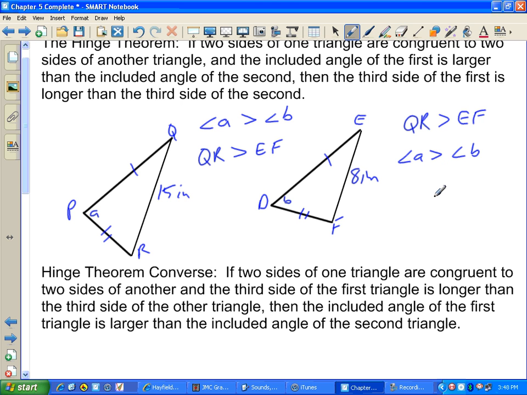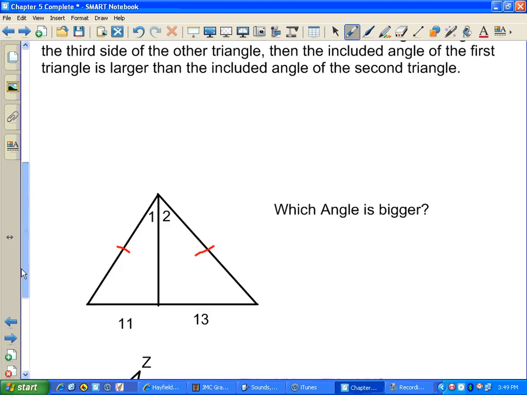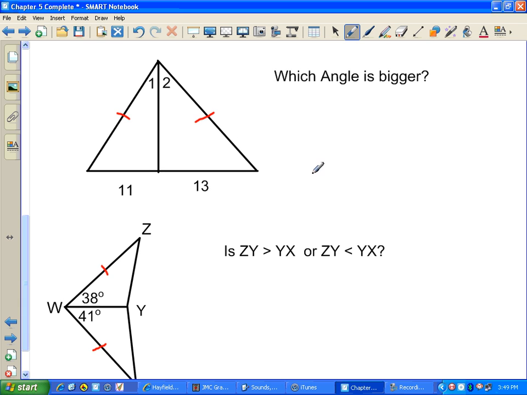And that's the converse. So the Hinge theorem itself, you start with angle measurements, and it gives you a relationship between the opposite sides. And the converse, you start with side lengths, and it gives a relationship between the included angles of the congruent sides. So we'll look at a couple examples here.